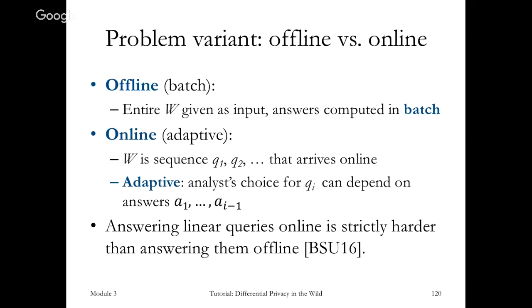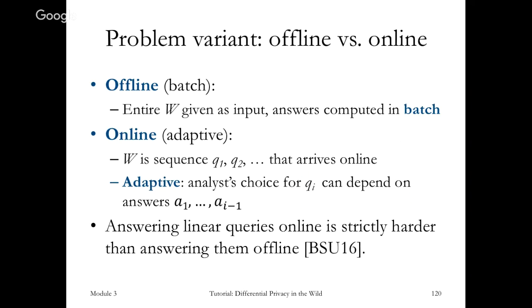So one variant is offline versus online. In the offline setting, you're given an entire workload as an input, and you get to compute all of the answers to those workload queries in batch. In the online setting, the workload arrives as a sequence of queries, and they're potentially adaptive. So the analyst's choice for query Qi could depend on the queries asked previously and the answers it got back. So this is more of an interactive setting where the analyst is looking at the data and adaptively deciding what to do.